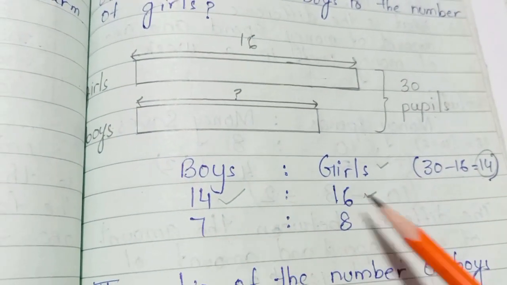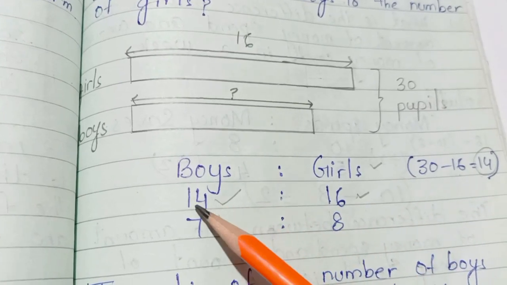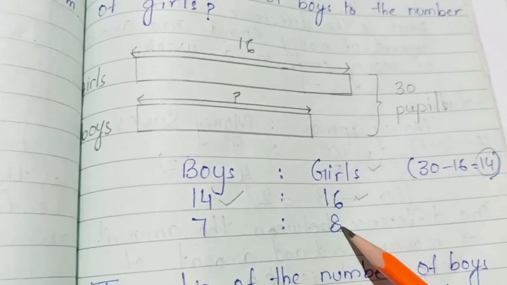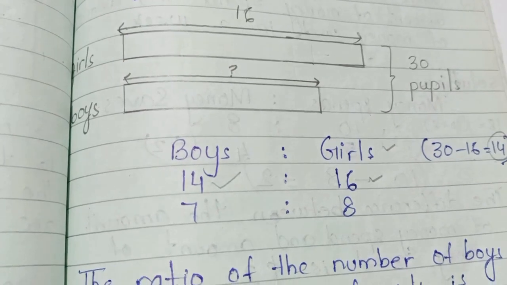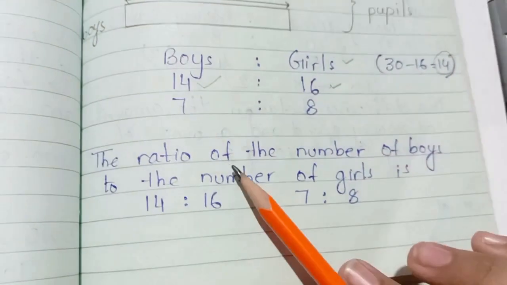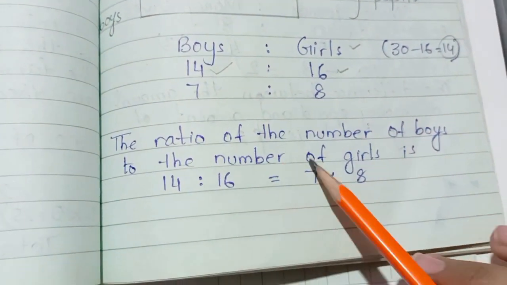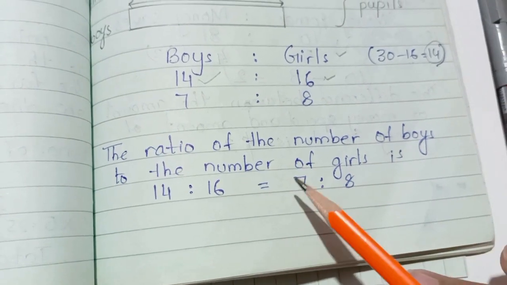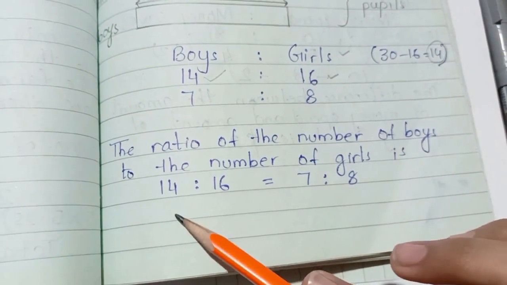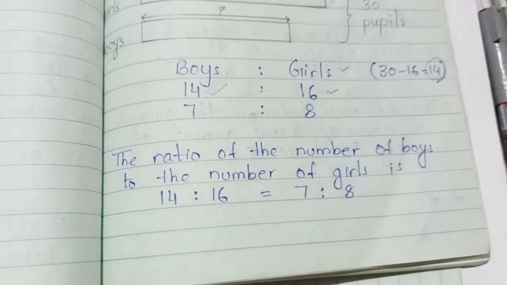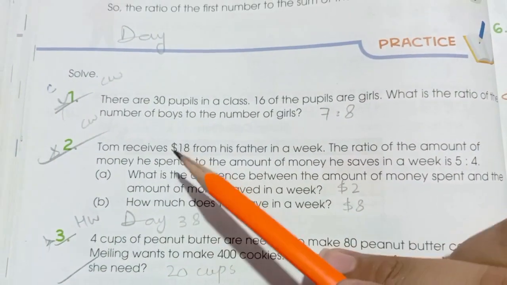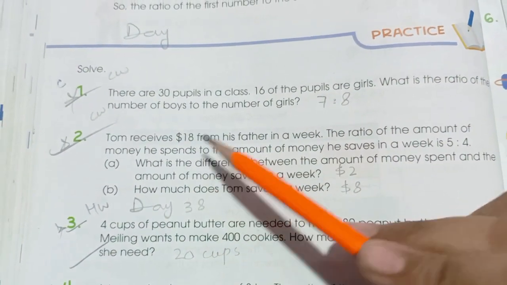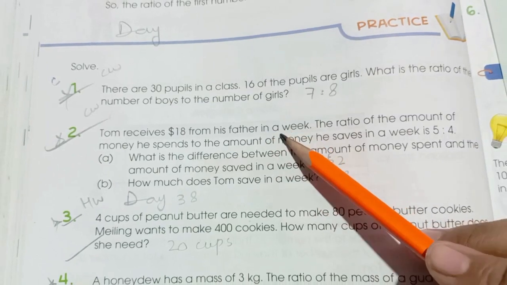Now we have to find the same multiple of both the numbers. 2 sevens are 14, 2 eights are 16. So the ratio of the number of boys to the number of girls is 7:8 or 14:16.